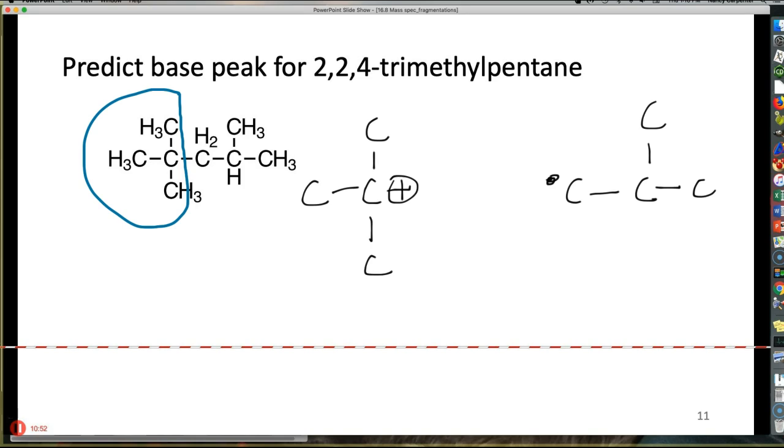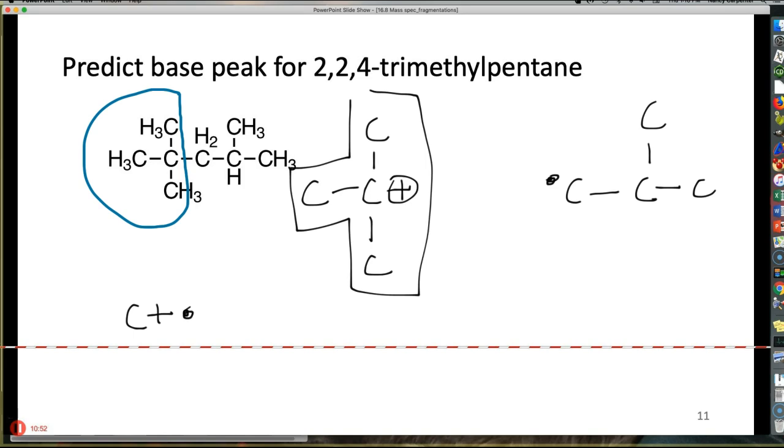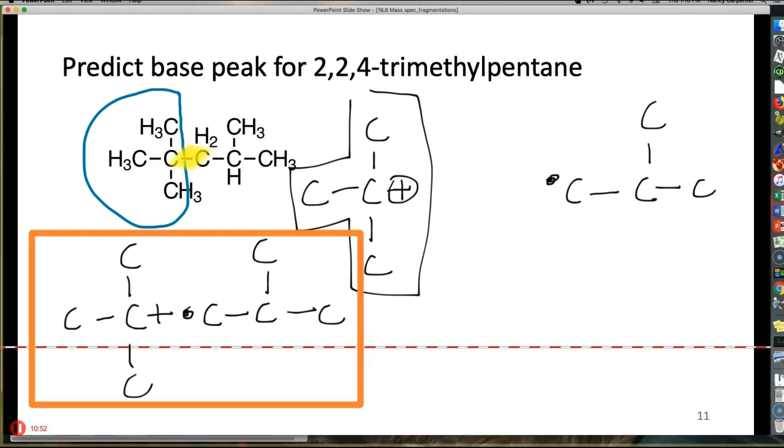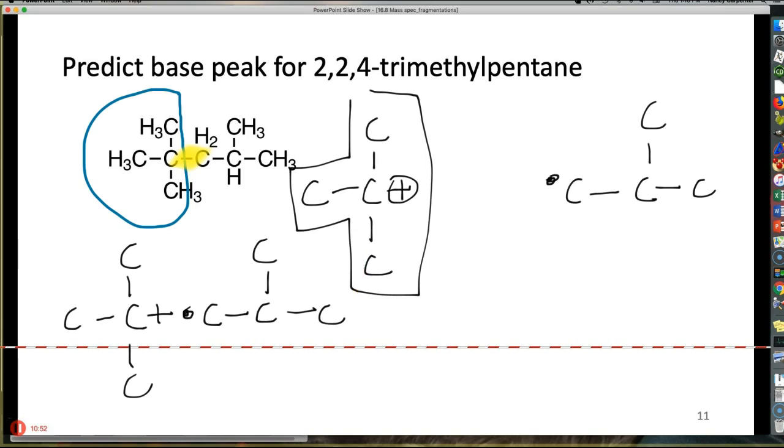Maybe. If I expect to see this fragmentation from formation of the molecular ion as shown here, so basically I'm zooming in, focusing right here on that bond, kicking an electron out of that bond to make this molecular ion. If that is correct, then I should see a base peak at C4H9, which is 57.